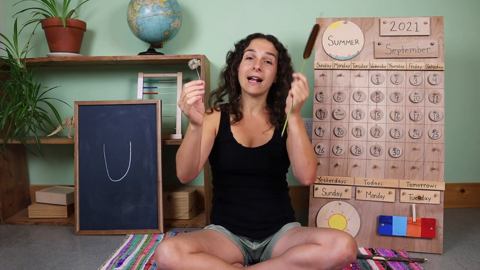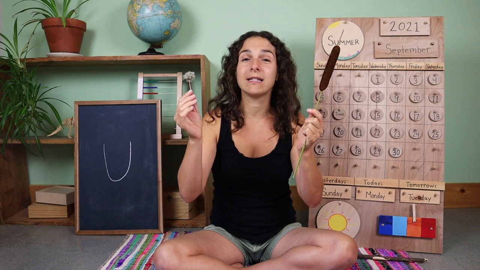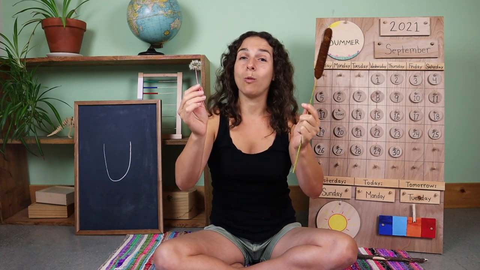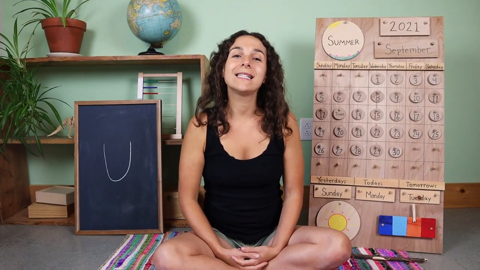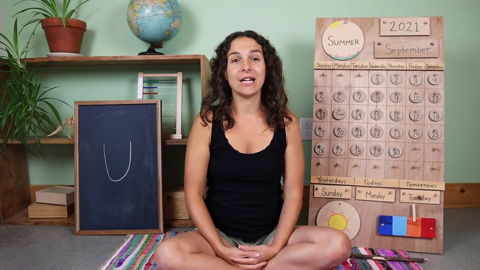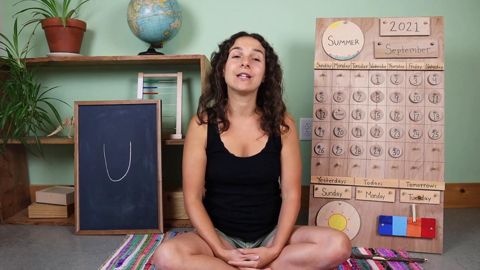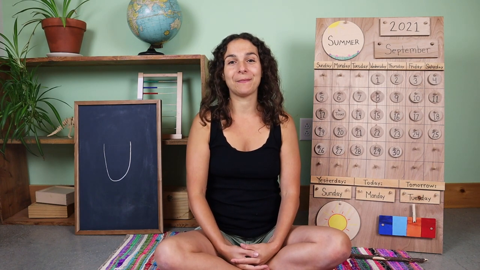So dandelions and cattails are two examples of plants that disperse their seeds by the wind or air. Once the seed has reached its final destination, it will eventually land back on the ground and regrow into a new plant the following year.